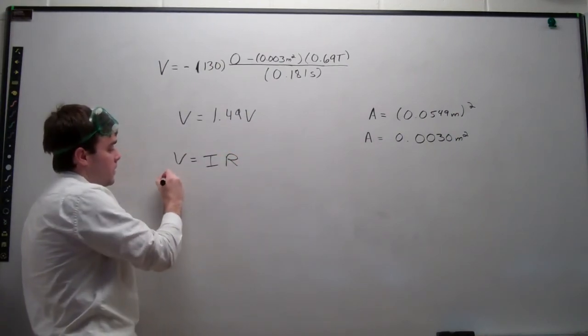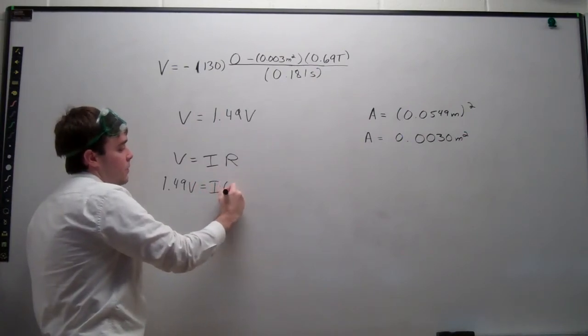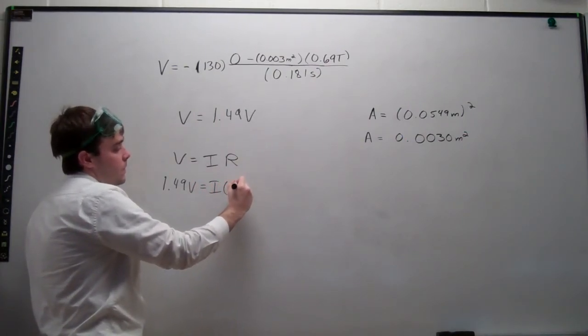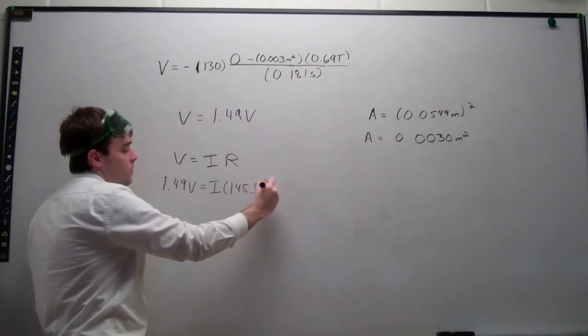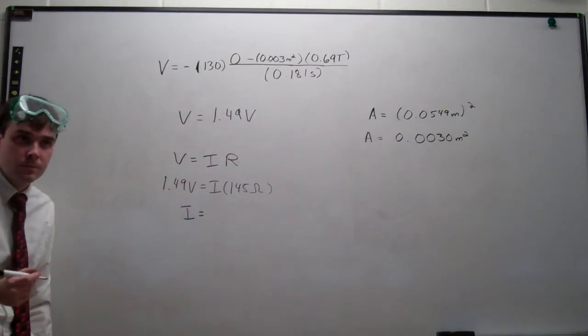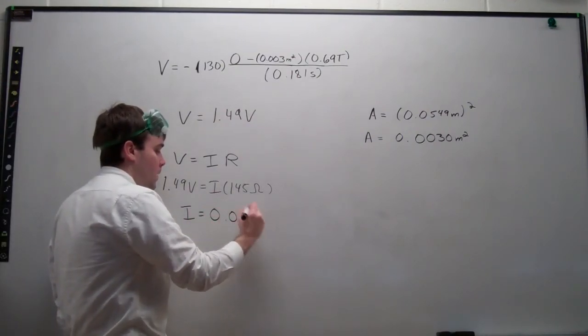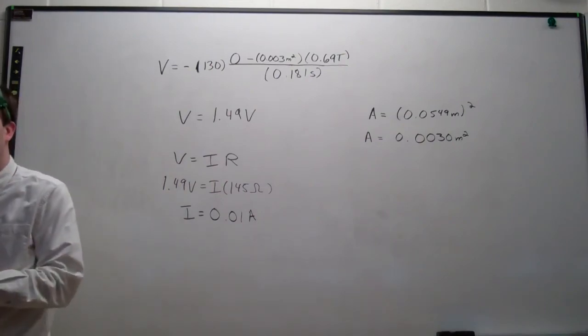to find our current. So we get 1.49 volts equals I times R. And what's our resistance? 145 ohms. And what is our current equal? 0.01 amps. It ends up being a very small current in this case.